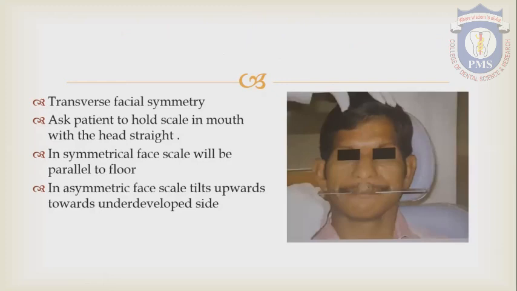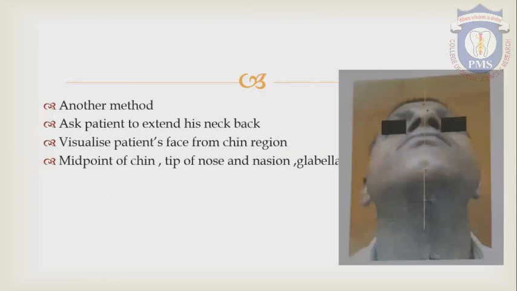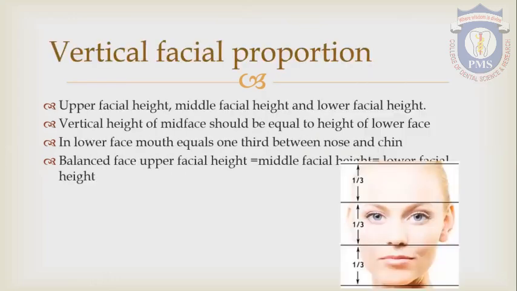In symmetric face, the scale will be parallel to the floor. In asymmetric face, the scale tilts upwards towards the underdeveloped side. Another method is you ask the patient to extend his neck back like you see in the image and visualize the patient's face from chin region. Midpoint of the chin, tip of nose, and nasion, glabella, they all must be in the same point if the patient is symmetric. Now let's come to vertical facial proportion.